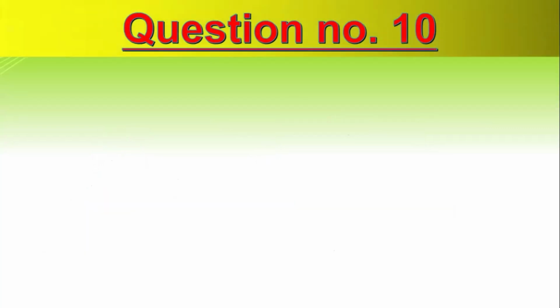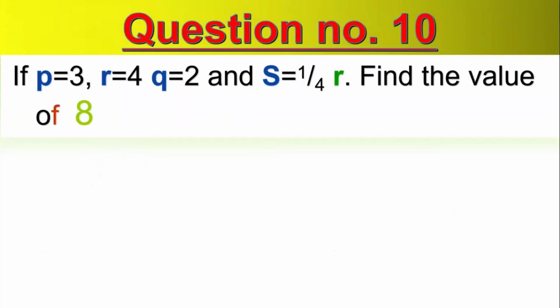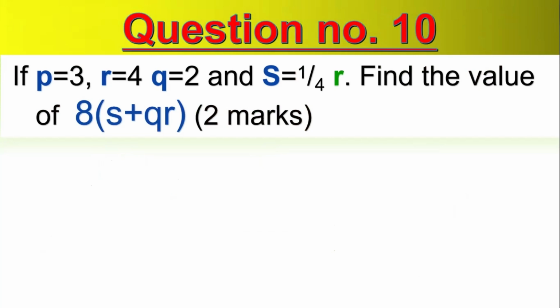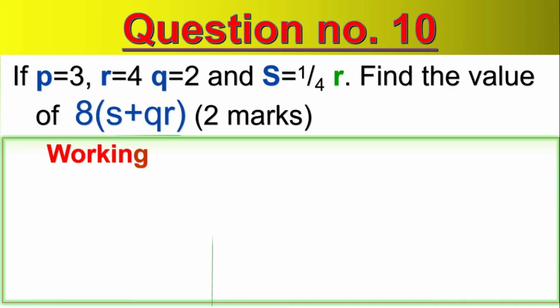Question number 10. Let us go to question number 10. Question number 10 says, if P equals 3, R equals 4, Q equals 2, and S equals 1 over 4R, find the value of 8 into (S plus QR), 2 marks. So we start with, let me demarcate my work here.